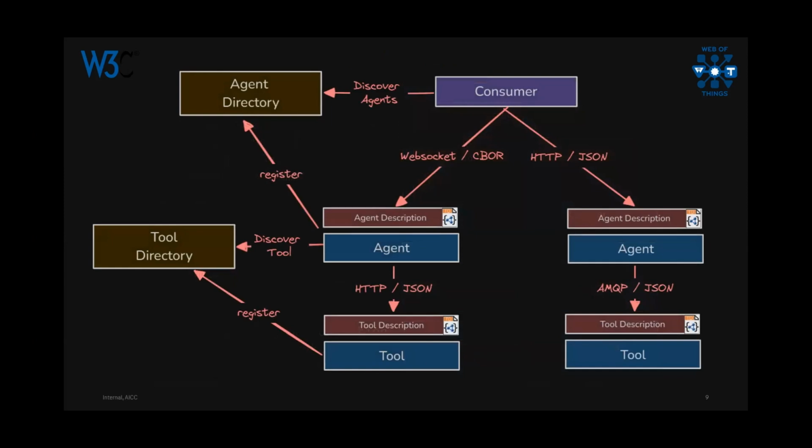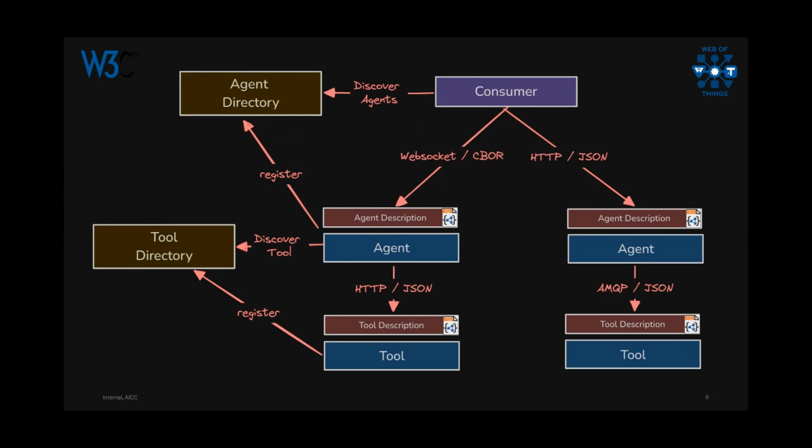So what we're doing now is that whenever we implement an agent or a tool, we can describe the tool with a Web of Things Thing Description. So we have agent descriptions, we have tool descriptions, with slight differences. I will also show in a second how they look in detail.